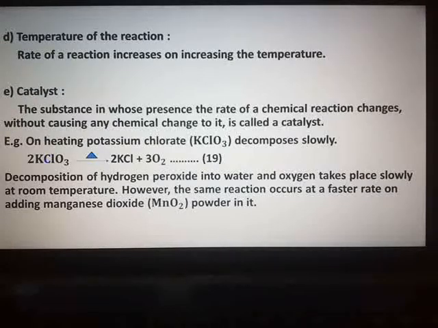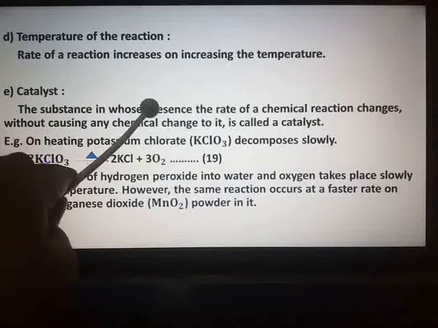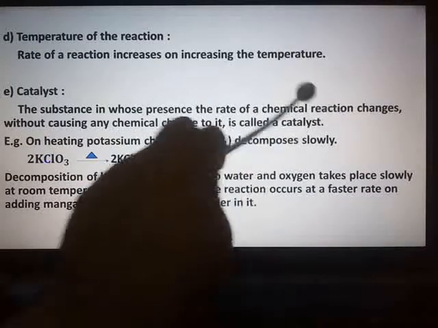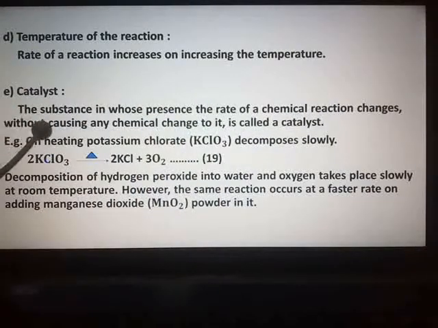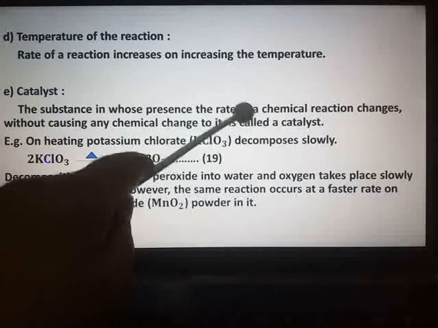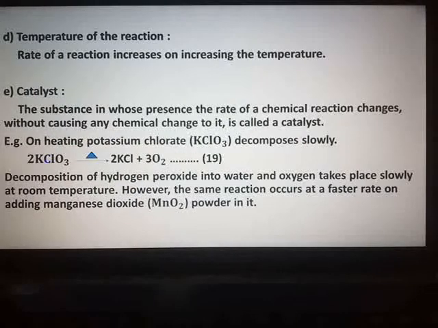And the last factor which affects the rate of a chemical reaction is the presence of a catalyst. What do you mean by this word, catalyst? The substance in whose presence the rate of a chemical reaction changes without causing any chemical change to itself is called a catalyst. A good example from the classroom again.